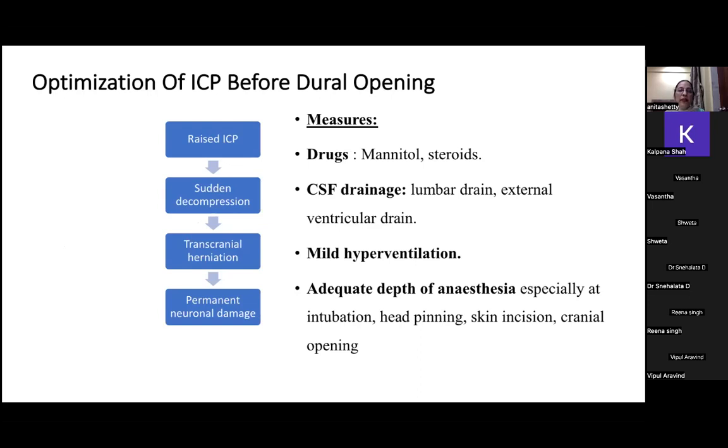Now, how do you optimize the intracranial pressure before dural opening? As we all know, when there is raised ICP, sudden decompression on opening of the dura can cause transcranial herniation and permanent neurological damage. So what measures should we take to optimize the ICP before dural opening? Can administer drugs like mannitol, steroids. Then CSF drainage can be done through an external ventricular drain or insertion of a lumbar drain, mild hyperventilation to decrease the blood flow, and adequate depth of anesthesia, especially at intubation, head pinning, skin incision, and cranial opening.